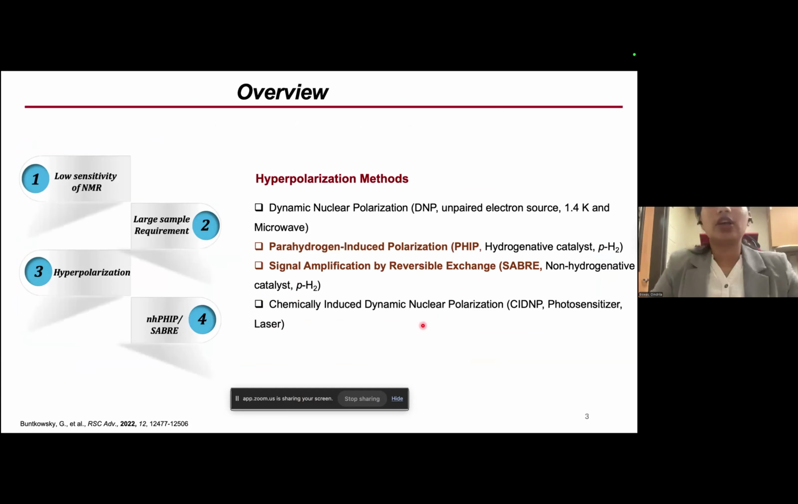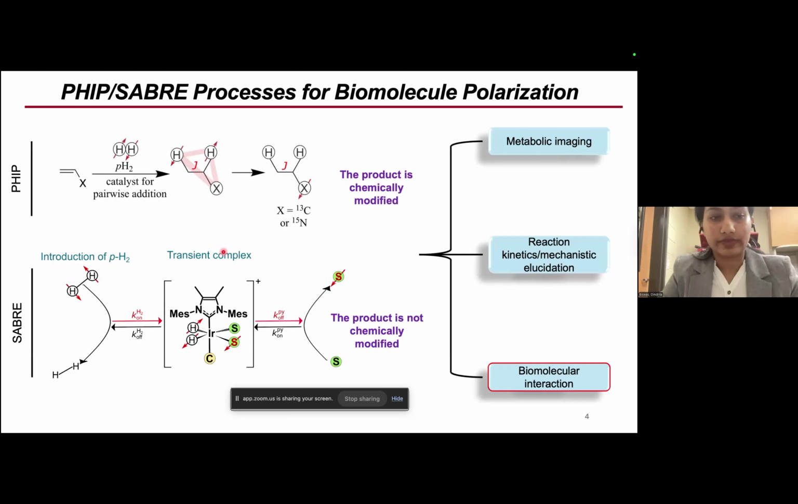Now, we all know that NMR is a widely used spectroscopic technique. However, it suffers from the problem of low sensitivity. But this problem can be overcome by inducing non-Boltzmann nuclear spin state population with the help of hyperpolarization methods such as DNP, PHIP, SABRE, CIDNP. So my work is mainly on the PHIP and SABRE based methods. So let me just briefly explain this phenomenon.